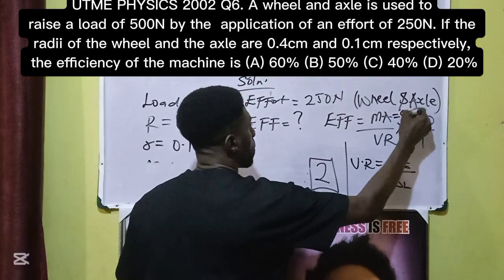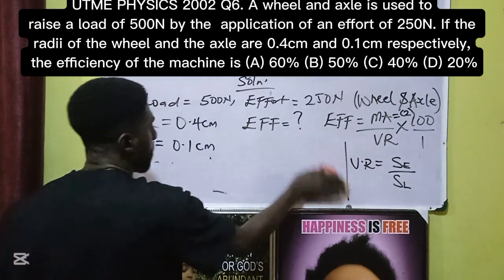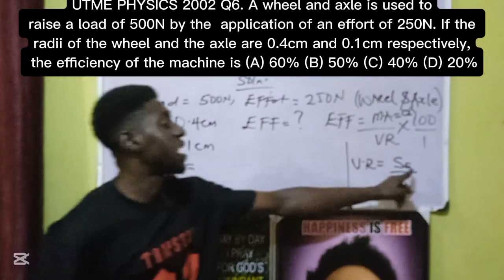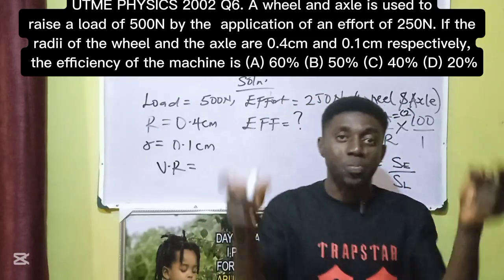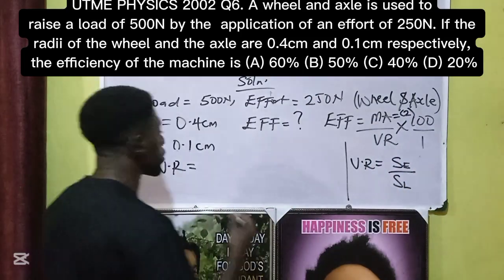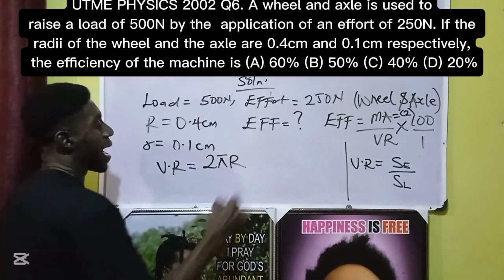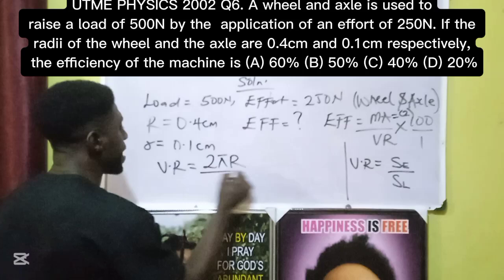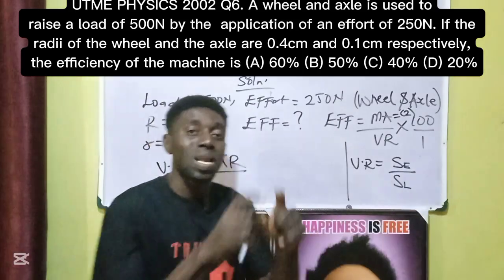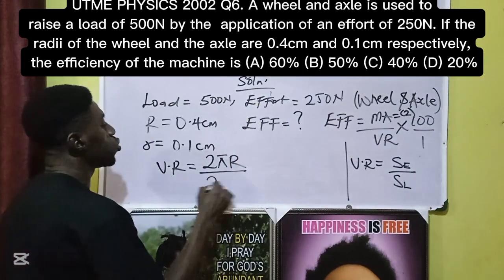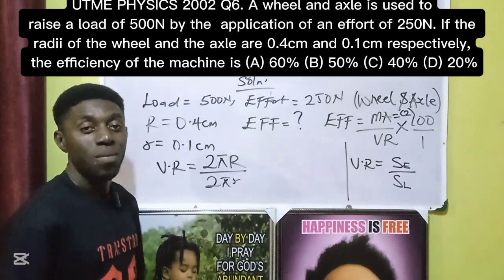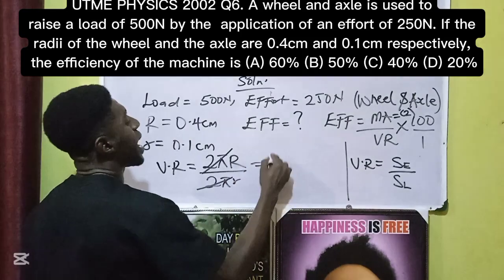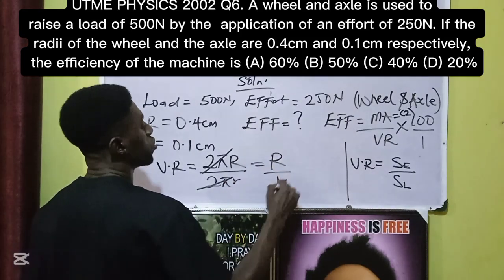Recall MA is 2. Then VR is equal to distance moved by effort. Here is a circle. The wheel represents a circle. When you turn it, you have the circumference of a circle, 2πR, because the effort is put on the bigger wheel. So we go for the bigger radius, divided by distance moved by load. The smaller axle bears the load. It will also be 2πr, because that takes a smaller circumference. The 2π are the same, they will cancel. So VR of wheel and axle is capital R over small r.